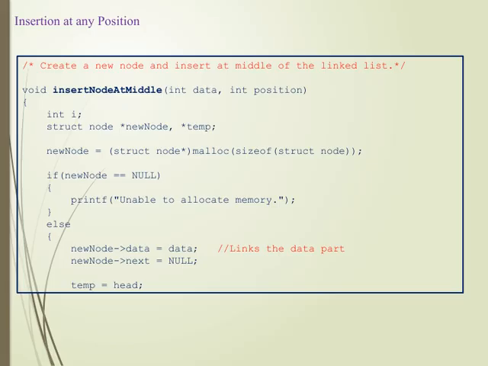We also set a temporary pointer to point to the head of the list, which helps us traverse to the correct position for insertion. This approach allows us to insert a node precisely where we want in the list, which is a key operation in linked list management. It's important to understand how dynamic memory allocation and pointer manipulation work together here, as they form the backbone of efficient linked list operations. This method ensures that we can insert nodes at any position, making our linked list flexible and adaptable to different data management needs.